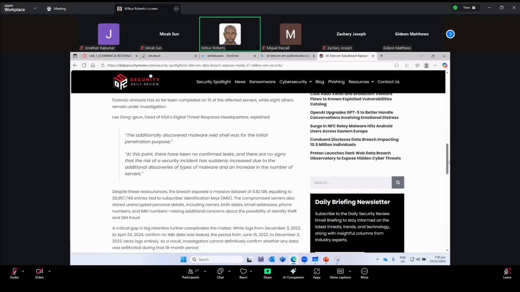So they say they additionally discovered a malware web shell used for the initial penetration. So which means what they did is they loaded on some sort of malware. Good? They additionally discovered that malware web shell.